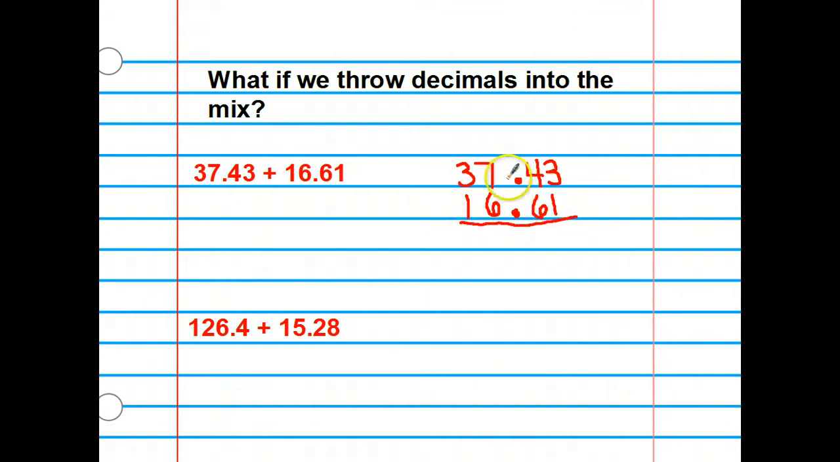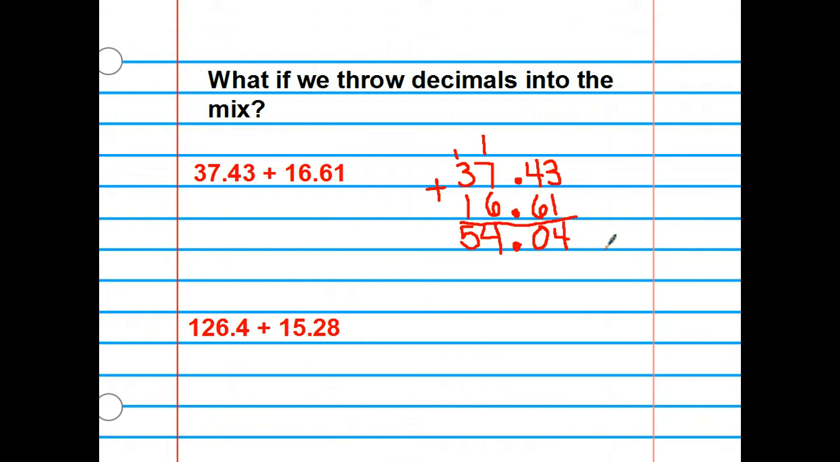My decimals are lined up. What operation am I doing? I'm going to add. Okay. 3 hundredths plus 1 hundredth gives me 4 hundredths. 4 tenths plus 6 tenths gives me 10 tenths, which of course I can't have there. So even though the decimal's there, I'm just going to carry across like it wasn't even there at all. 6 plus 7 is 13. 13 plus 1 is 14. Bring up my 1. 3 plus 1 plus 1 is 5. And I will drop my decimal straight down.